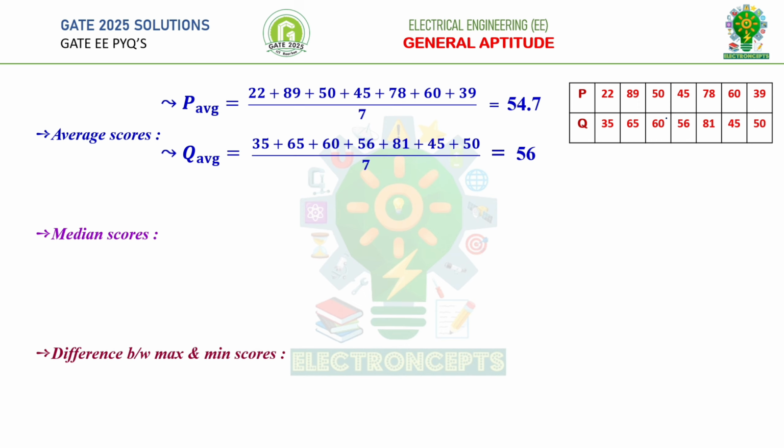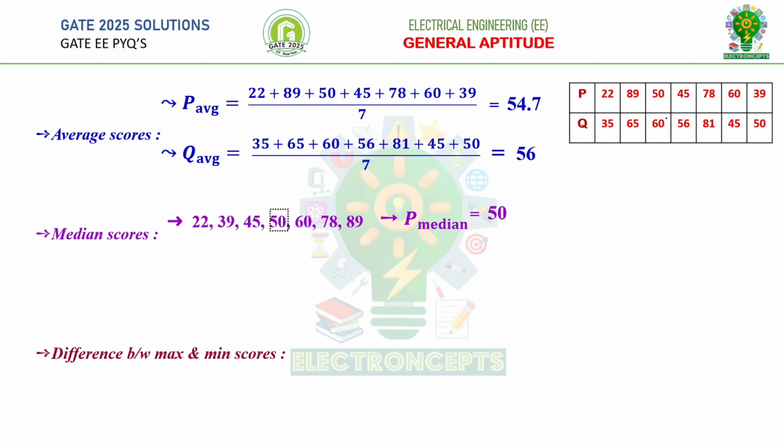Now, let's calculate the median scores of both students. To calculate the median, first arrange the data in ascending or descending order. If the number of data points is odd, the median is the middle value. If the number of data points is even, the median is the average of the two middle values. So, now let's arrange the scores of P in ascending order to calculate the median. Since the number of observations is 7, which is odd, the median is the middle value. Therefore, the median of P is equal to 50.